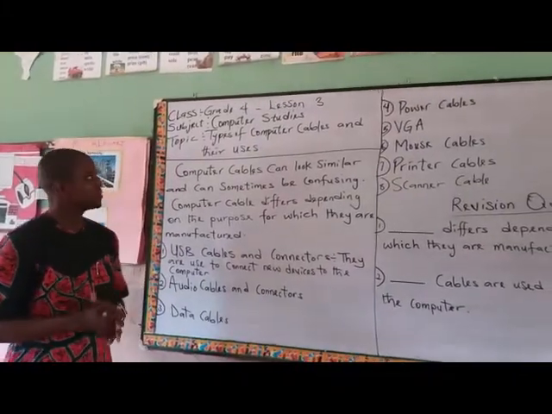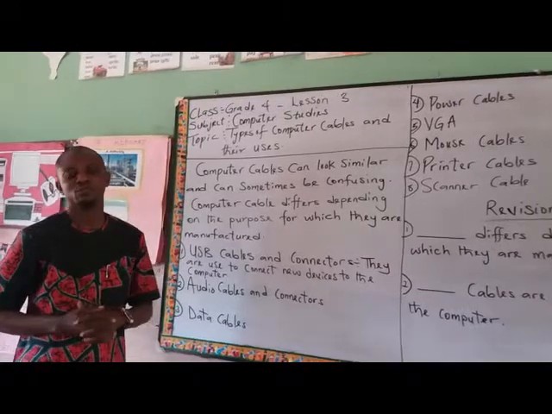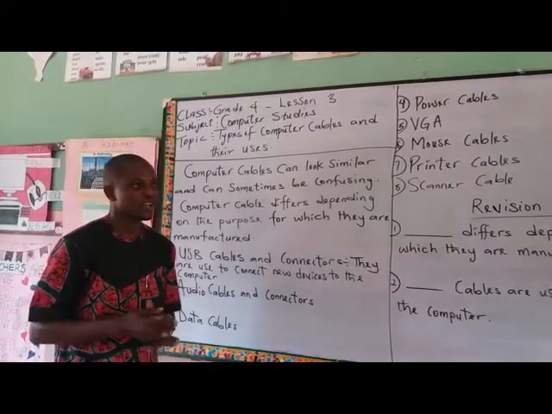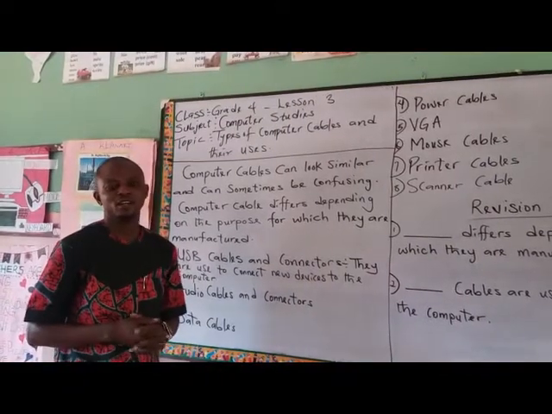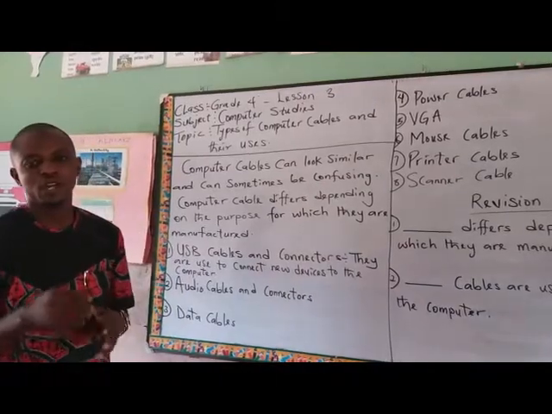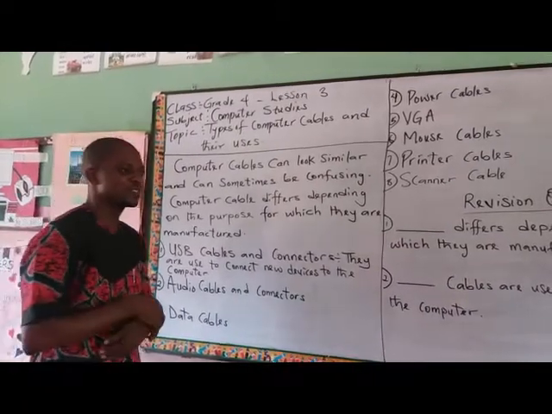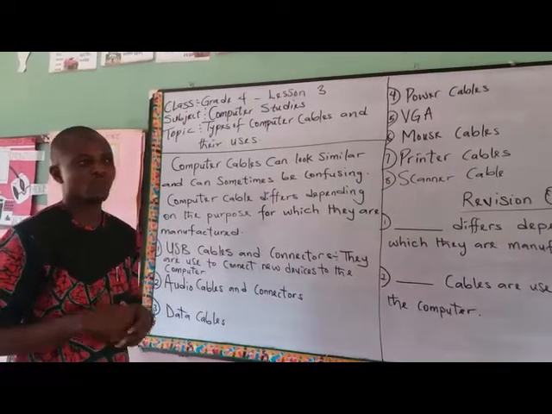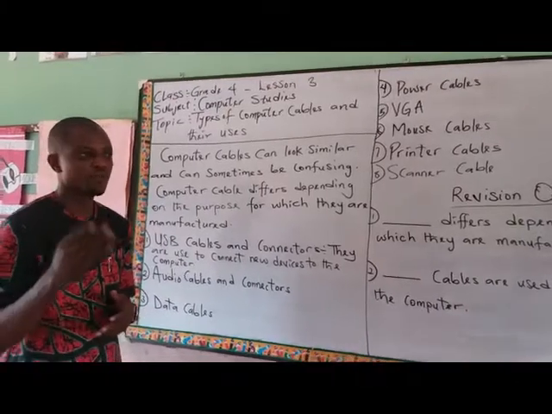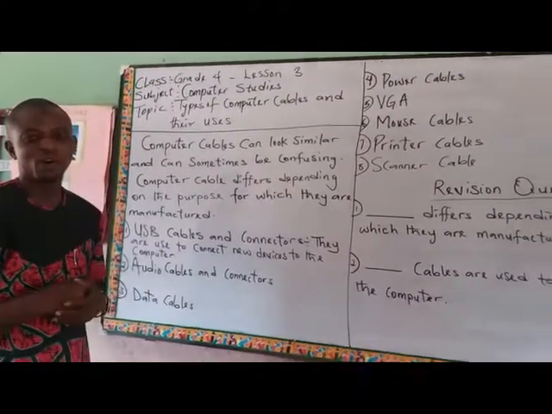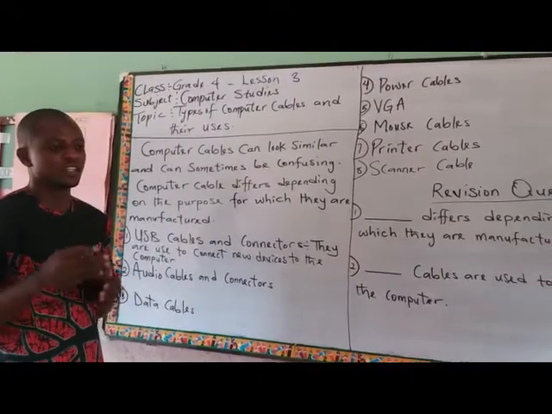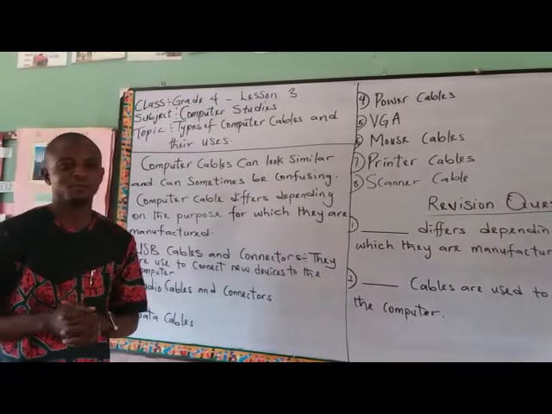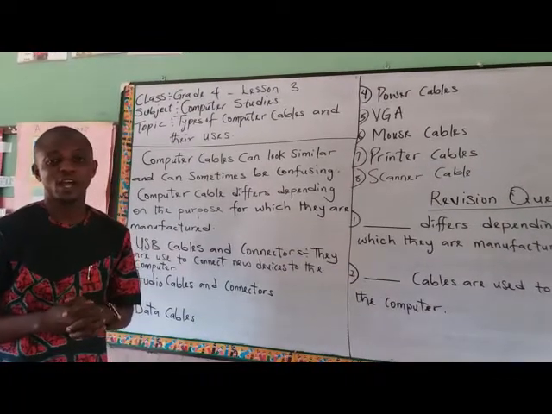If you could remember, in the previous lesson we talked about computer cables, which are wires running side by side, bonded or twisted, to form a single assembly. Wire is not something new to us; we see it everywhere. But the particular cable we're talking about is the one designed to be used with a computer system, which is why we call it computer cables.